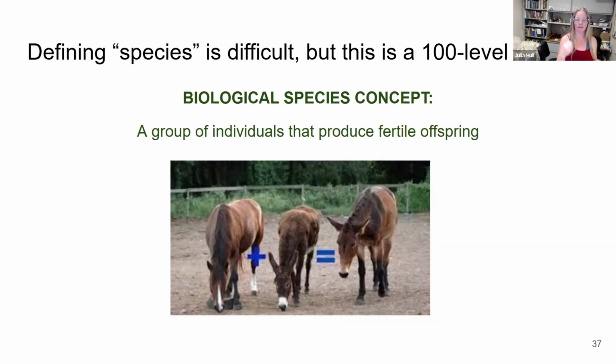So the picture that I have here is an anti-example. We have a horse and a donkey, and when we breed the horses and donkeys together, the result is a mule. Mules are not a species because mules are not fertile. So to make more mules, you can't just take two mules and mate them because they can't have babies. You have to go back and breed horses and donkeys together. But if we can have two individuals produce a fertile offspring, then boom, they belong to the same species for the purposes of this species definition.